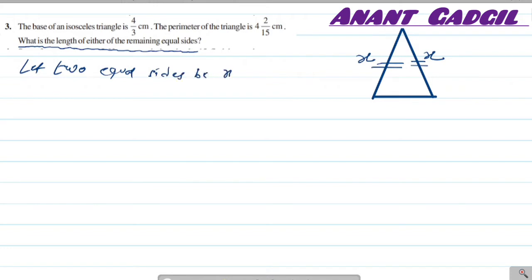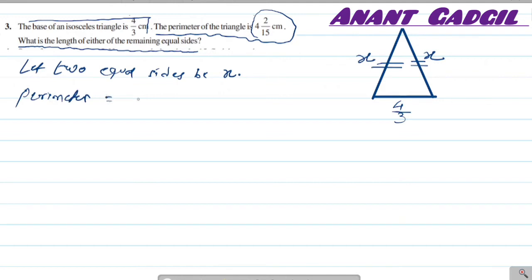We are starting it like this. Let two equal sides be x. Now, the base of an isosceles triangle is 4 by 3. They have already given us the base 4 by 3, and they have also given us the perimeter. Perimeter is 4 integer 2 by 15. How do we calculate the perimeter of a triangle? Perimeter means the length of the boundary. So we just have to add all the sides. Sum of all sides. So two sides are x and one side base is 4 by 3.